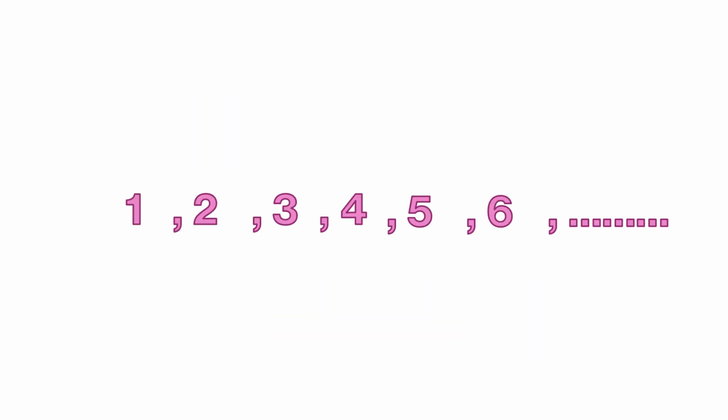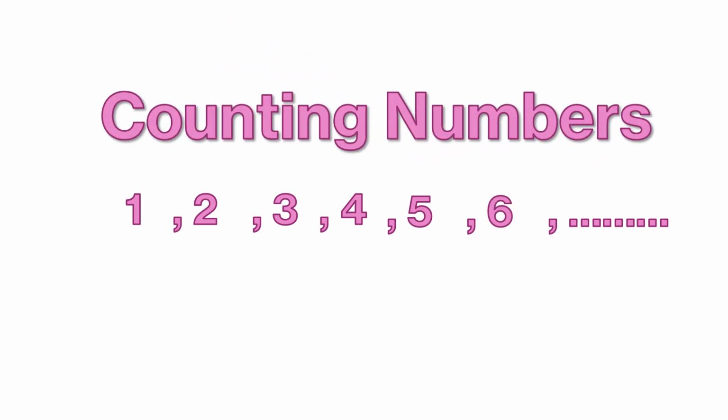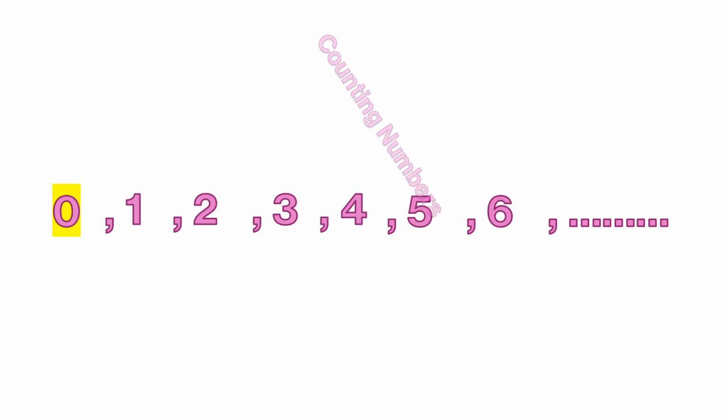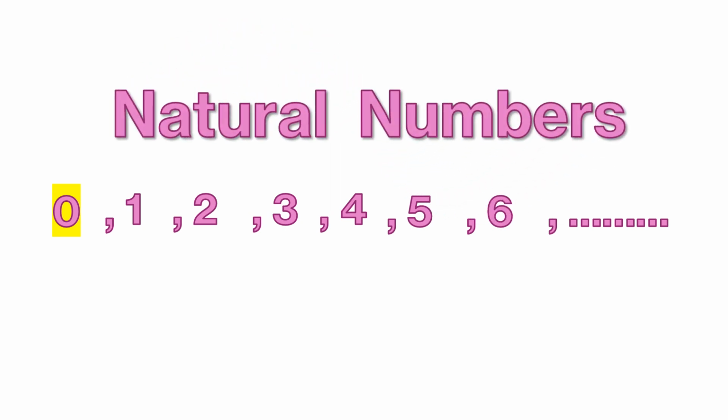So the numbers 1, 2, 3, 4, 5, 6, and so on are called counting numbers. Now, what happens if we add 0 to the counting numbers? It will be the natural numbers. So the natural numbers are 0, 1, 2, 3, 4, 5, 6, 7, and so on.